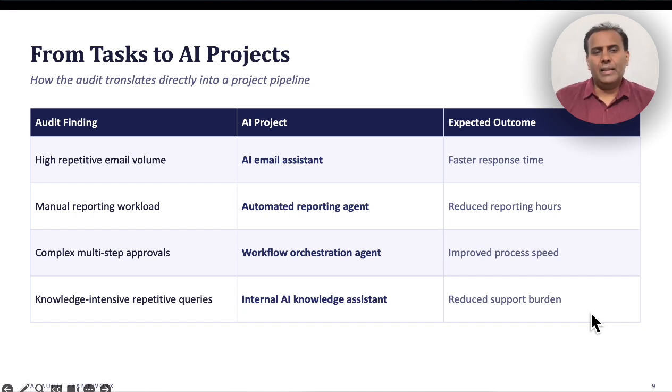So I may get an audit that there is a high repetitive email volume. So we can create an AI email assistant, so that will do a complete agent or a project. Manual reporting workload, a complete automated reporting agent can be built to reduce complete reporting hours. Complex multi-step approval, you can build a workflow agent. Knowledge intensive tasks, so an internal AI assistant, right?